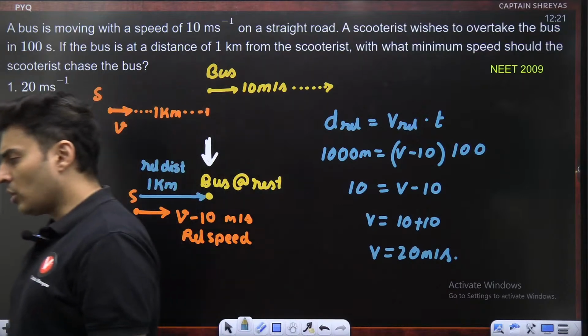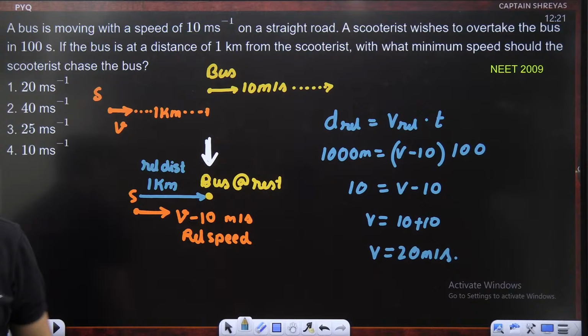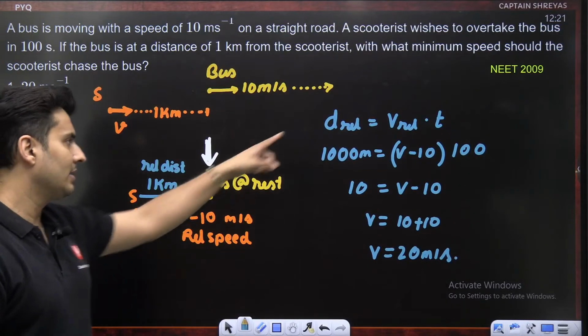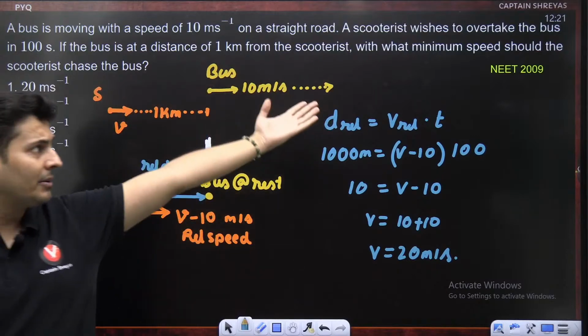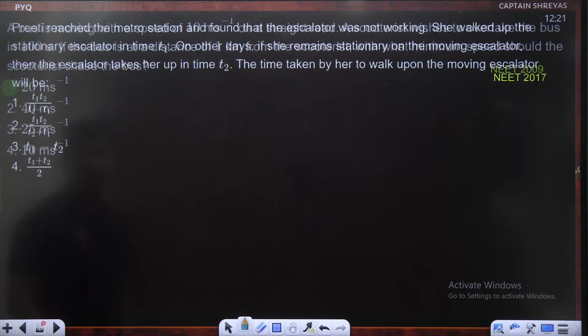From the tricks I have taught you, it becomes very, very easy. Agree or disagree, guys? Whatever tricks I have taught you, how to calculate relative speed and this formula, it's helping you. And these are all PYQs at the end of the day. I'm showing you how you can apply whatever you have learned.